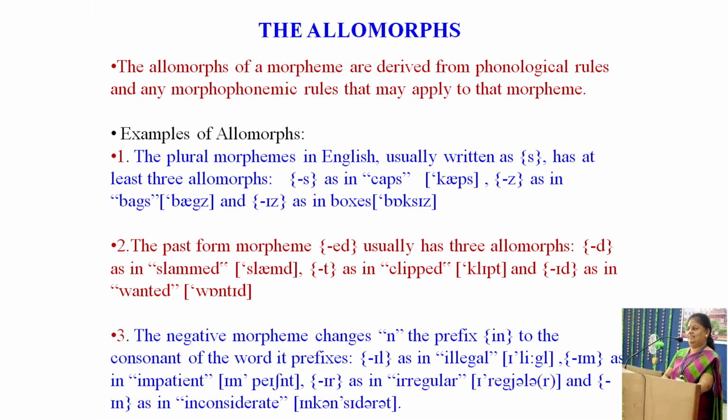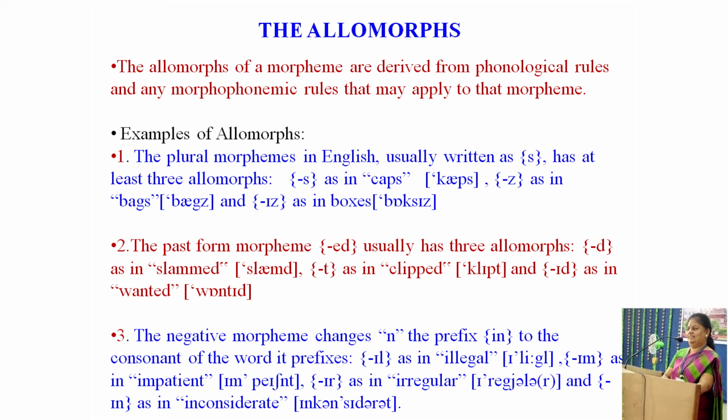The allomorphs of a morpheme are derived from phonological rules and any morphophonemic rules that may apply to that morpheme. For example, the plural morpheme in English, usually written as "s," has at least three allomorphs: s as in caps, z as in bags, and iz as in boxes.